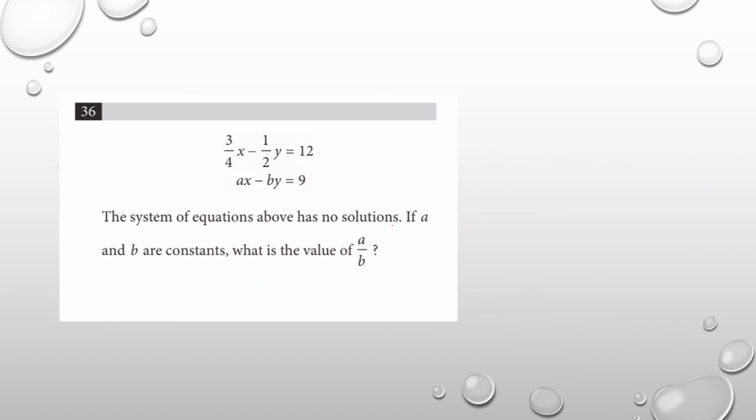Next question. The system of equations above has no solutions. If A and B are constants, what is the value of A over B? So this question may seem a little bit daunting initially, but it's important to keep in mind that the system of equations has no solutions. So the first thing we're going to do to make things easier is put y on one side. So let's do that for this first equation above here.